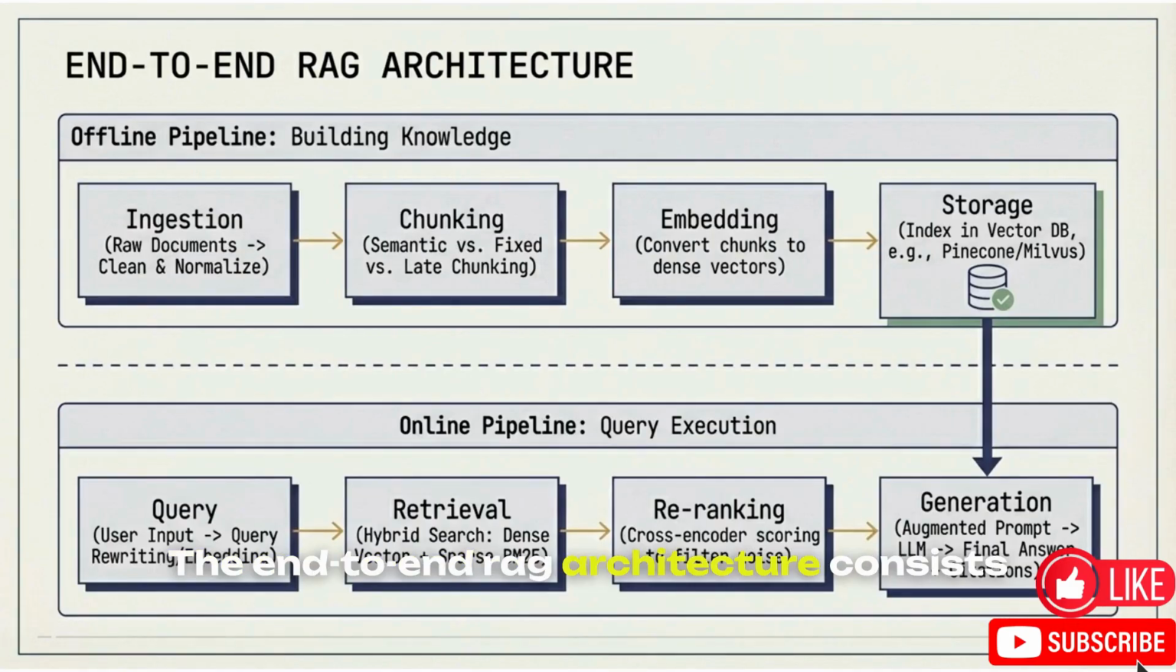The end-to-end RAG architecture consists of an offline pipeline for building knowledge, including ingestion, chunking, embedding, and vector database storage. The online pipeline executes queries, involving query rewriting, retrieval using hybrid search, re-ranking to filter noise, and final generation.